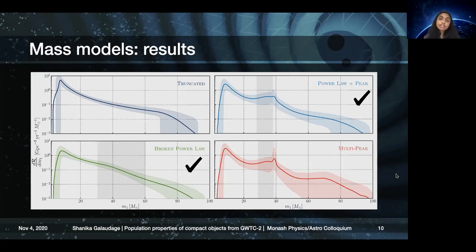So I've placed some ticks next to some of these distributions, and they're the ones that are preferred from our analyses. So we have a preference for a peak-like structure and a preference for a break-like structure. And our multi-peak model is also moderately preferred when compared to, say, truncated, but it's less preferred than power law plus peak, suggesting that there's not enough evidence or support for a high mass peak.